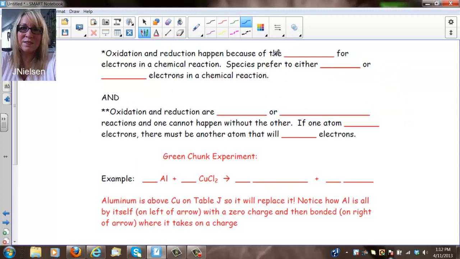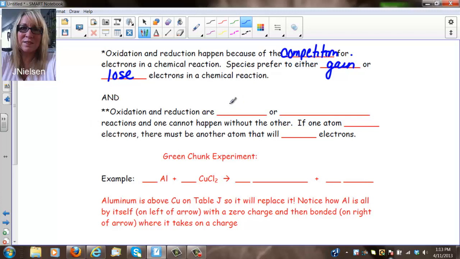Oxidation and reduction happen because of the desire or competition for electrons in a chemical reaction. Species prefer to either gain or lose electrons in a chemical reaction. So we can't just have one of them going on, because what one loses, the other one has to gain, so that we can conserve charge. Just as we have the law of conservation of mass and energy, we have the law of conservation of charge. So our charges on the left side of the reaction must equal the charges on the right side of the reaction.